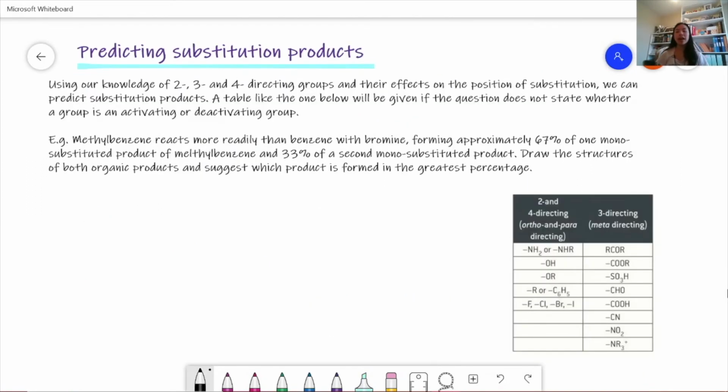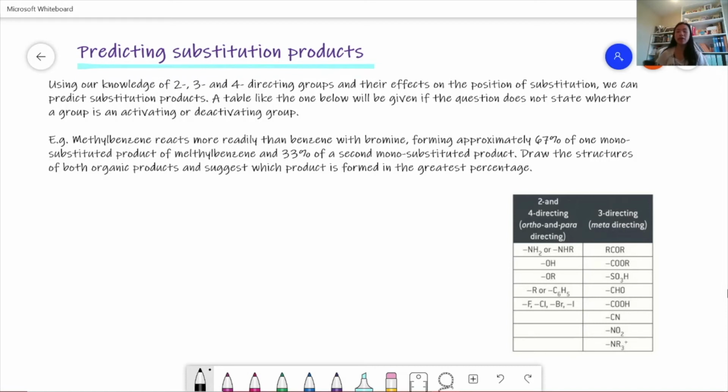Now we're going to look at how to predict substitution products. Using our knowledge of 2, 3, and 4 directing groups and their effects on the position of substitution, we can predict substitution products. A table like the one below will be given if the question doesn't state whether a group is an activating or deactivating group, so you won't be expected to know.